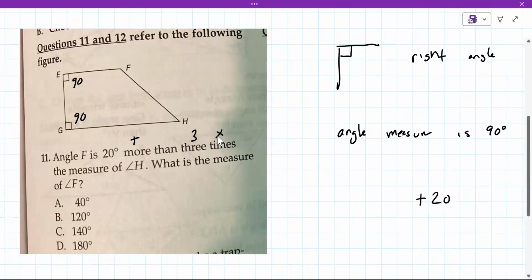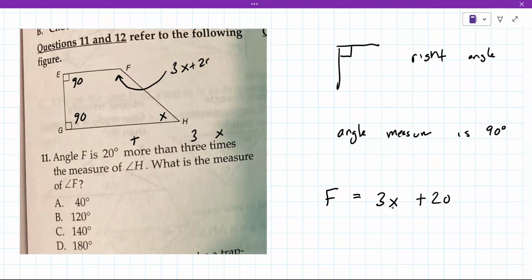3 times means multiplication by 3. So we're going to call angle H x. So 3 times is 3x. So angle F is 3x plus 20. That's the 20 more, and 3 times x is 3x. So this right here is 3x plus 20.